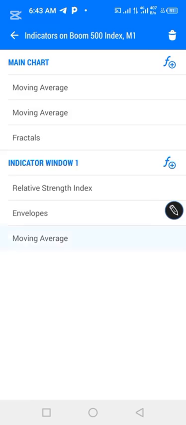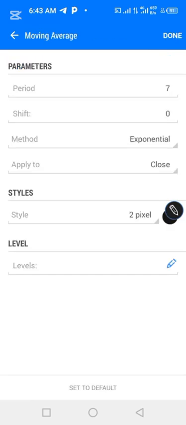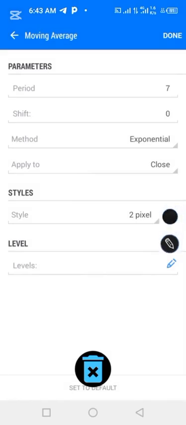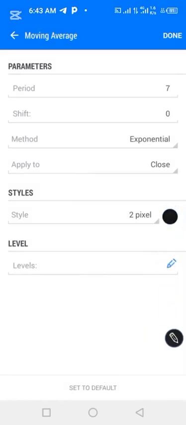Then the last indicator we'll be using is our what? Is our moving average also. The period is going to be 7, shift is going to be 0, method is going to be exponential, apply to close. While the style, you can use any style of your choice.